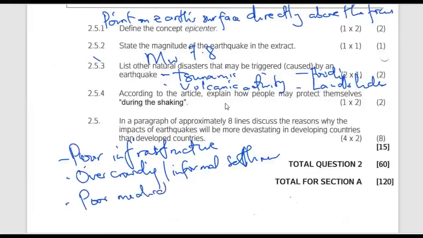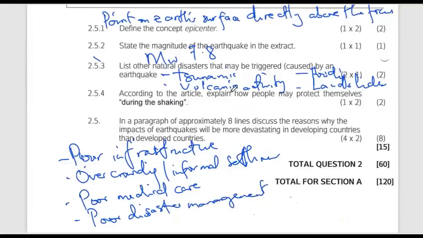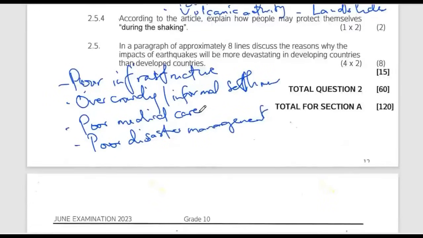Then we can also talk of other things like poor medical care. A lot of people might end up dying because of poor medical care. And then we can also talk of disaster management, which is poor. Disaster preparedness and management is also poor. For example, evacuation is not that effective in poor countries. Then we can also talk of other aspects like lack of advanced technology.